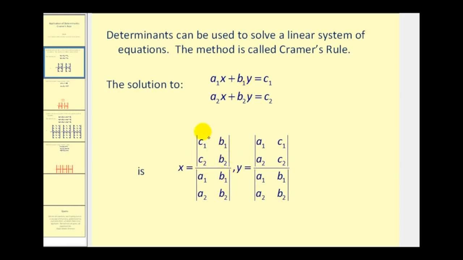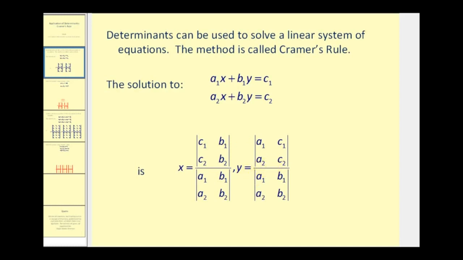If we take a look at the numerator for the value of x, if we replace the x coefficients with the constants, we have the numerator for the value of x. Similarly, for y, if we take out the y coefficients and replace them with the constants, we have the numerator for the value of y.